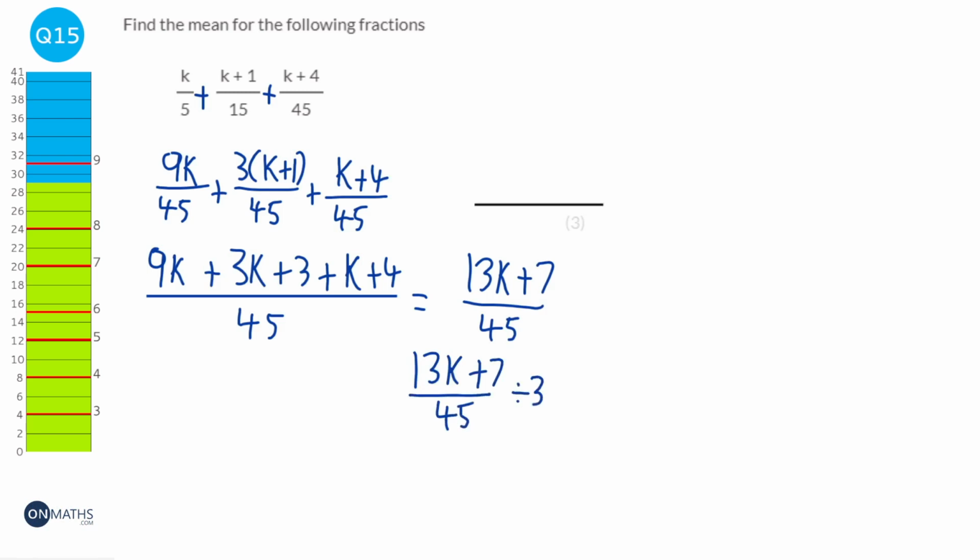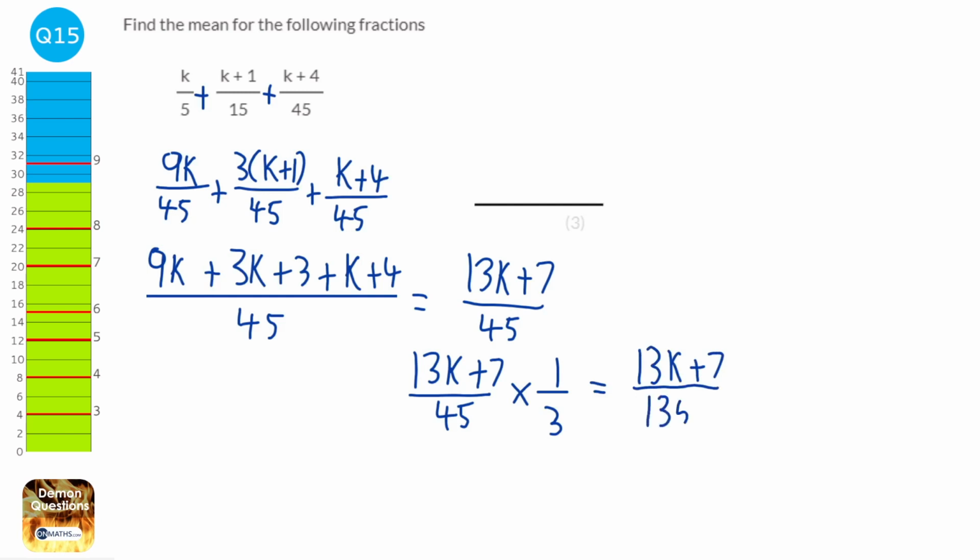But instead of writing divide by 3, we know KFC: keep, flip, change. If you have a division, you keep the first fraction, you change the divide into a times, and you flip the second fraction. So a different and easier way of writing that is times 1/3. So here we just keep the numerator the same because we're timesing it by 1, and then the bottom we just times by the 3, which would be 135. So our answer is 13k plus 7 over 135.